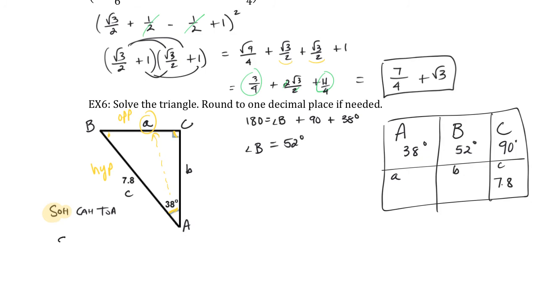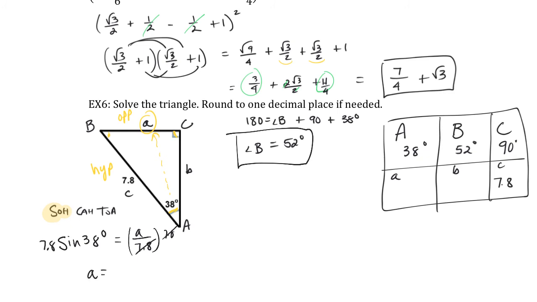Okay, so the sine of our angle, which is 38, and I'm using that 38 instead of 52 just in case maybe I made a mistake with my subtraction. So sine of 38 is the opposite, which is A, over the hypotenuse, which is 7.8. Then just multiply both sides by 7.8 and plug that into your calculator. Okay, and we get A is approximately 4.8.